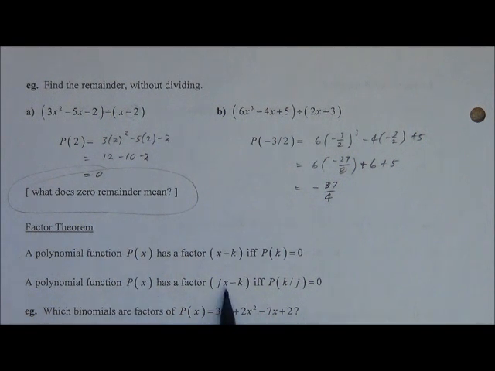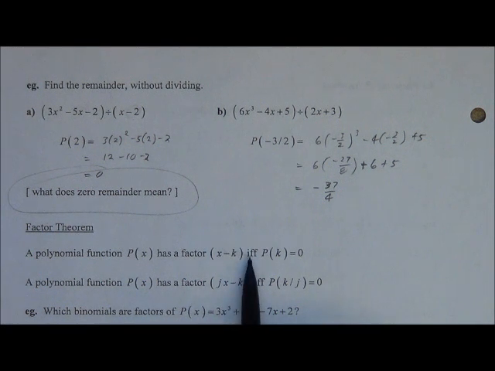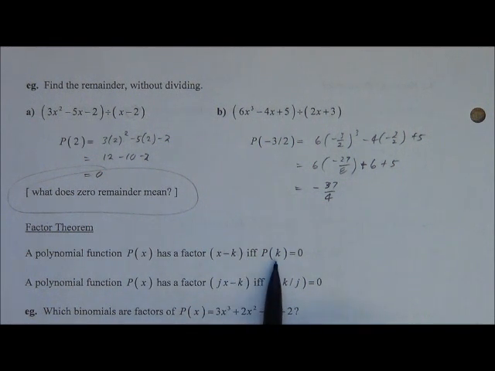And the same thing goes if you have a coefficient in front of the x. If p of k divided by j gives you 0, then jx minus k is a factor of p of x. So this "iff" with two f's means if and only if. So the polynomial has a factor x minus k if and only if the evaluation of that polynomial at the value of k equals 0.